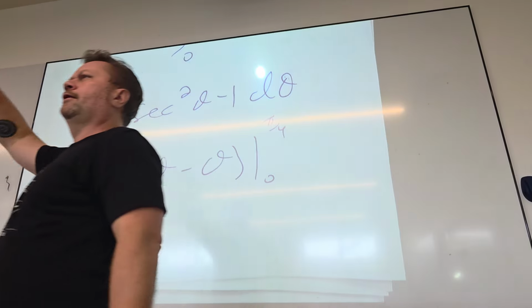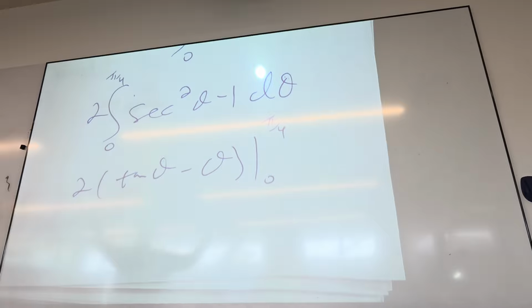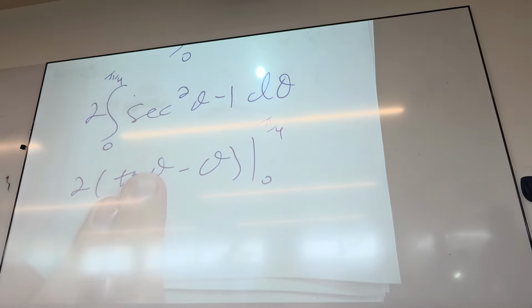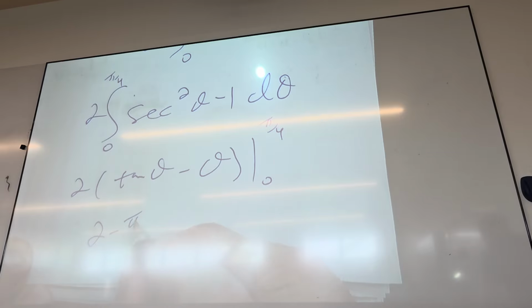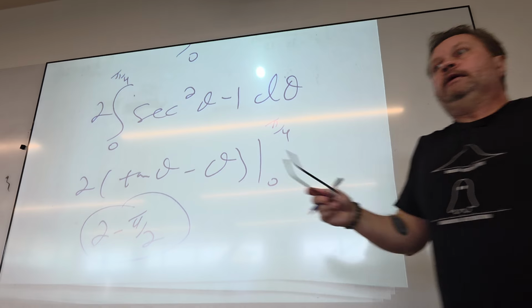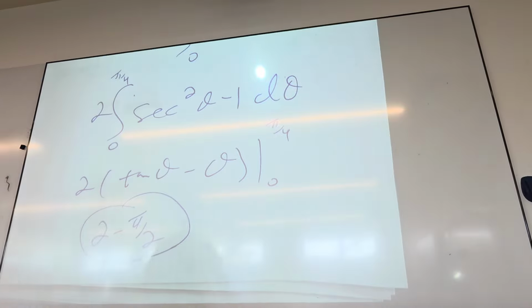1 minus pi over 4 minus 0. So it'll be 2 minus pi over 2, I think. Is that right? Yeah. If I plug a pi over 4 in, I get 1 minus pi over 4, so I'll be 2 minus pi over 2. If I plug a 0 in, these are both 0. So I believe it's 2 minus pi over 2, which is a neat result. Okay.